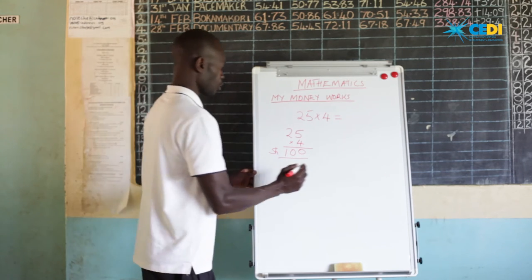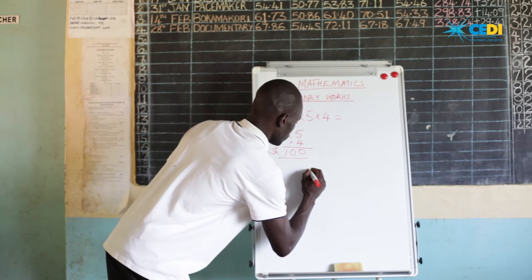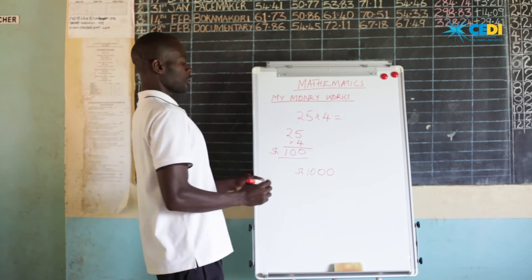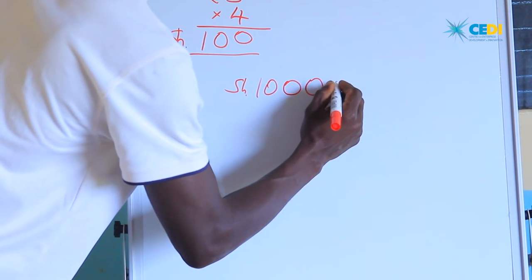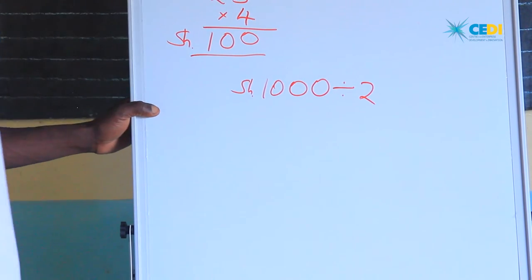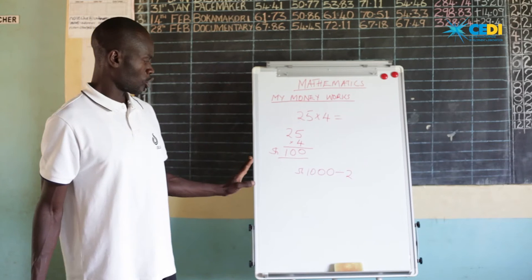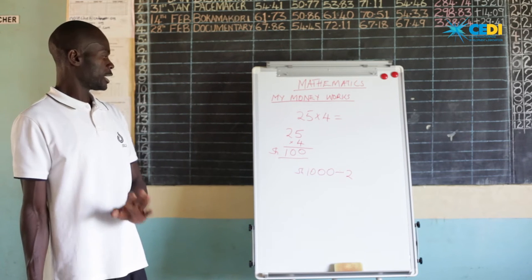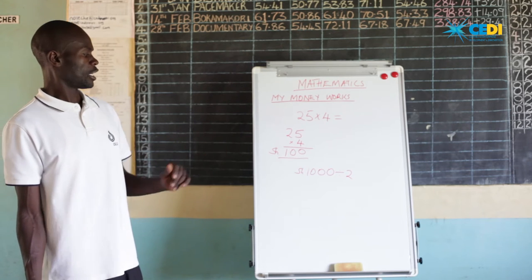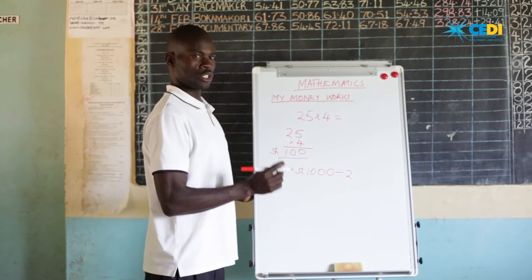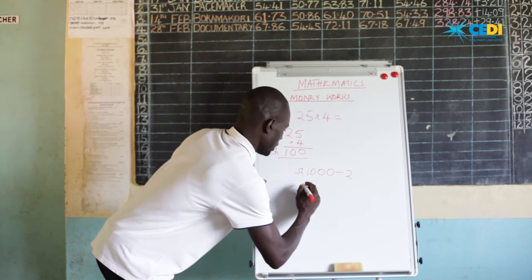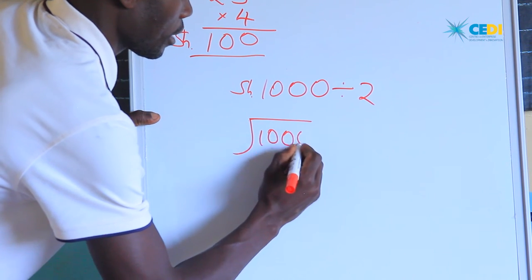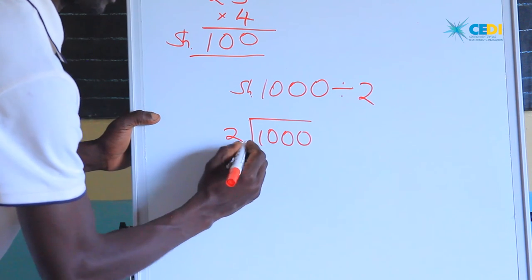If it was 1,000 shillings, now we want to divide by 2. The total cost is 1,000, but remember we bought 2 tickets. So we want to divide 1,000 by 2. So at times we can use the long division method. That is, you write 1,000, then you divide this by 2.